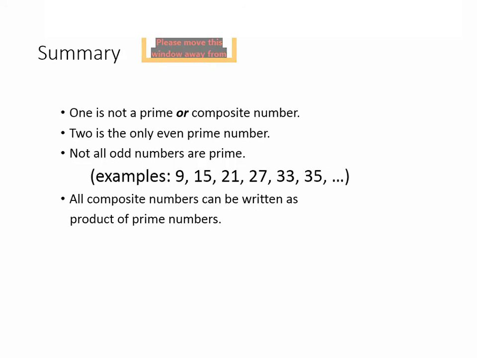All composite numbers can be written as the product of prime numbers. Whenever we multiply prime numbers together, the product is a composite number. I'll tell you again: when we multiply prime numbers together, the product is a composite number.